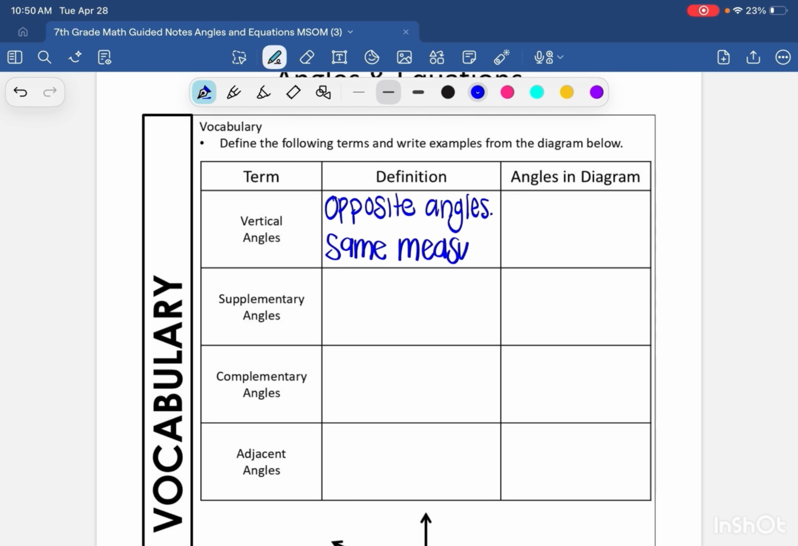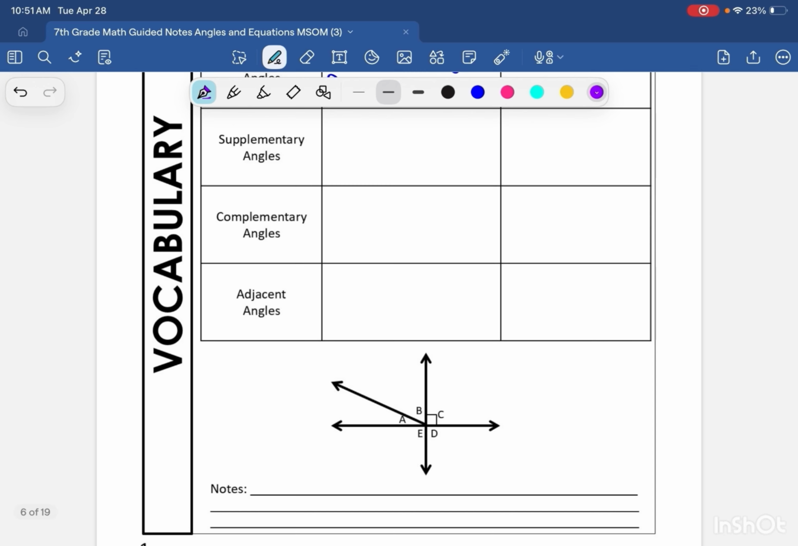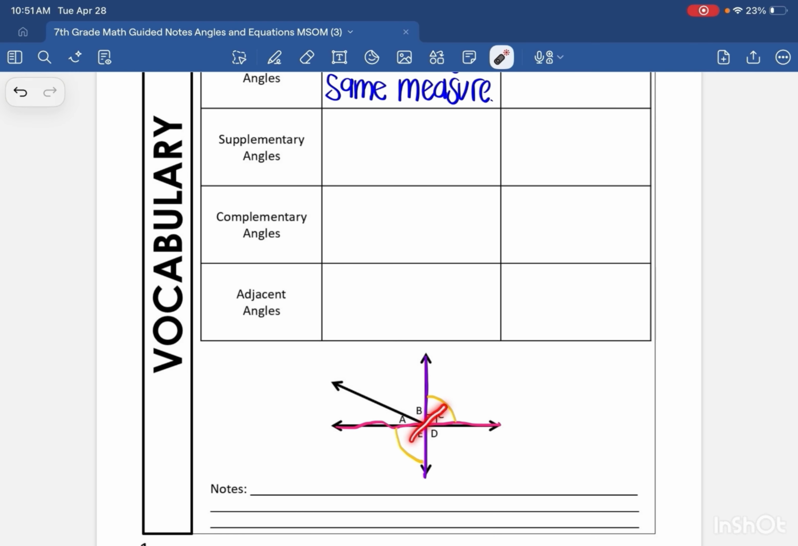So if we look down here at this diagram below, I'm going to highlight this line right here and this line here in pink. And if you notice, they form angle C and angle E. You see how angle C and angle E are opposite each other? And it tells us that angle C is a right angle, and right angles are 90 degrees.